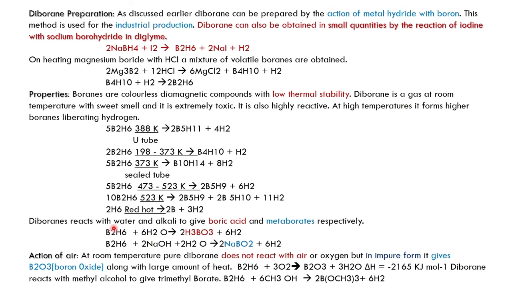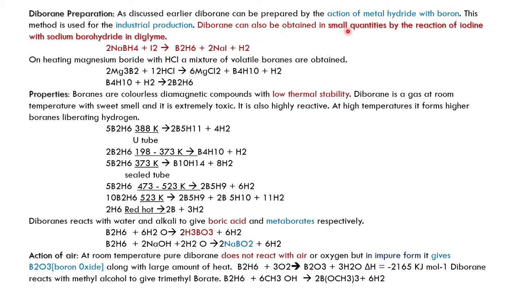Then diborane preparation. As discussed earlier, diborane can be prepared by the action of metal hydride with boron. This is metal hydride, with iodine, I2, it forms diborane, B2H6. This method is used for industrial production.